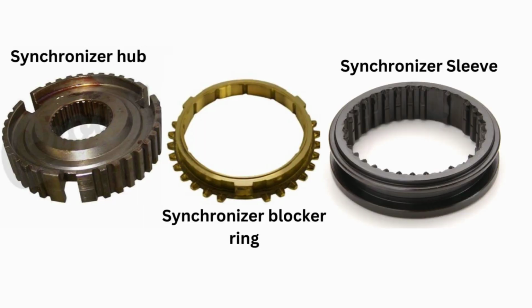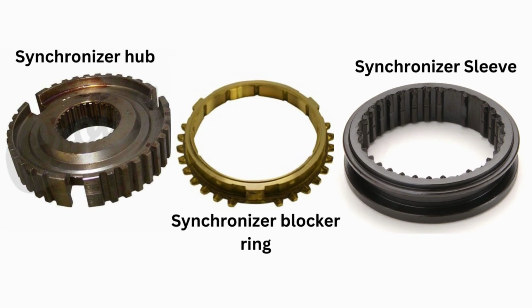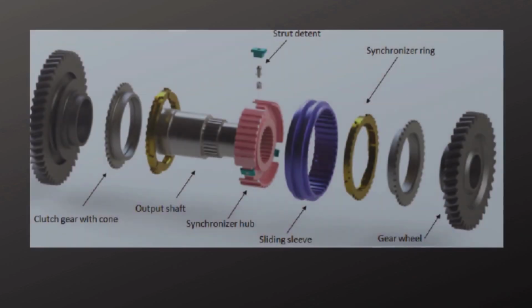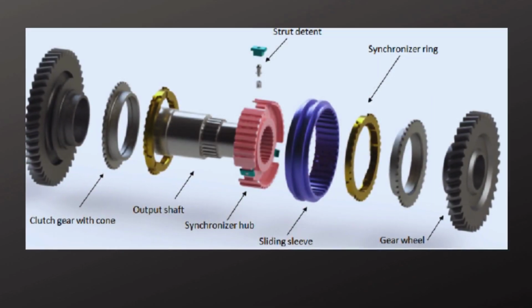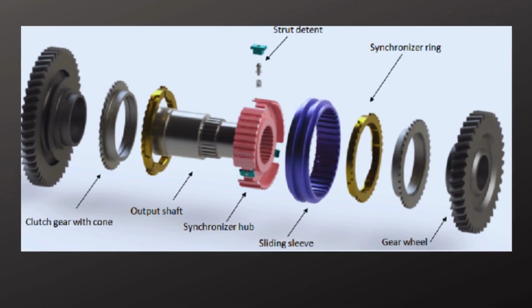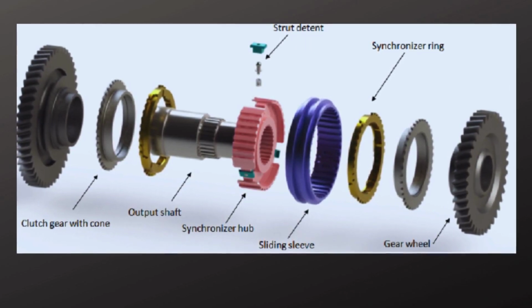The synchronizer system consists of 3 parts, namely synchronizer hub, synchronizer sleeve, and synchronizer blocker ring. The synchronizer hub is the inner ring mounted over the spline section, and the synchronizer sleeve is the outer ring.